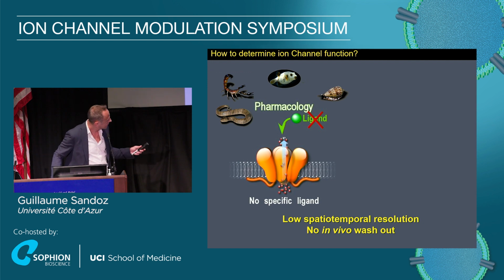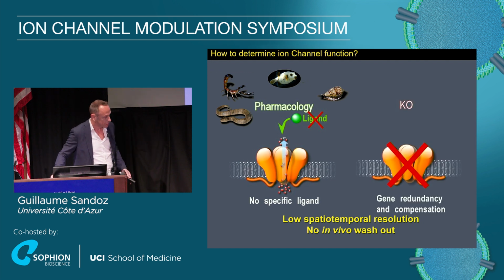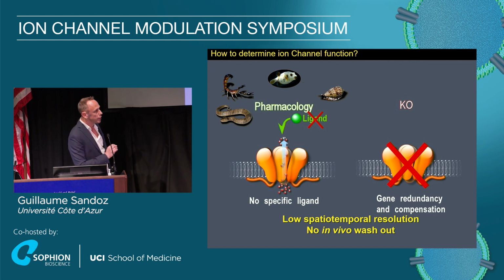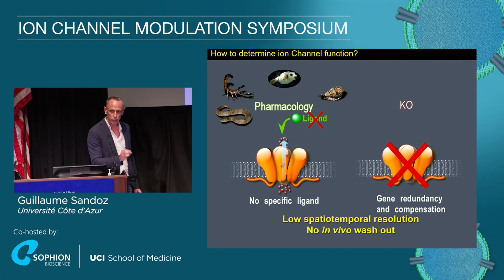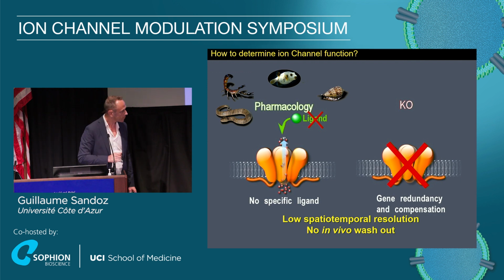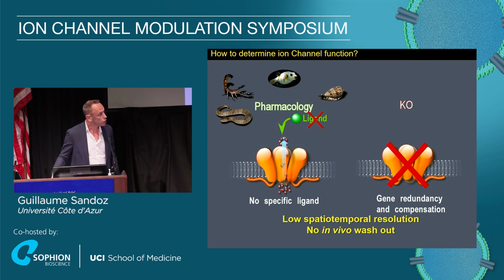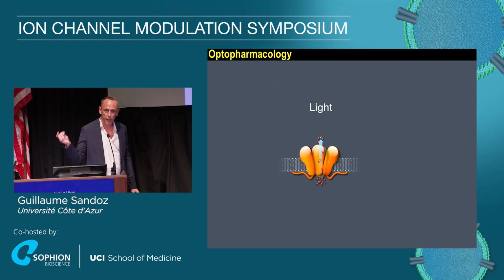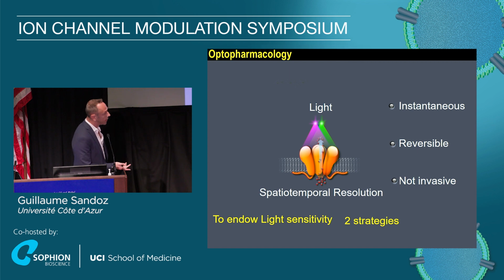Therefore, to palliate the fact that you don't have a ligand, another strategy came from the invalidation of the gene, meaning you invalidate the gene in the animal, and you look at the phenotype, and you determine the function of the gene under investigation. You can also use conditional knockout to gain a little bit of spatiotemporal resolution in the effect, but it's kind of low. Therefore, we have decided in the lab to create a new pharmacology on these channels, on the two-pore domain potassium channels, which will be light. Why light? Because light can be applied instantaneously. The effect you will see can be reversible, and it's not invasive.